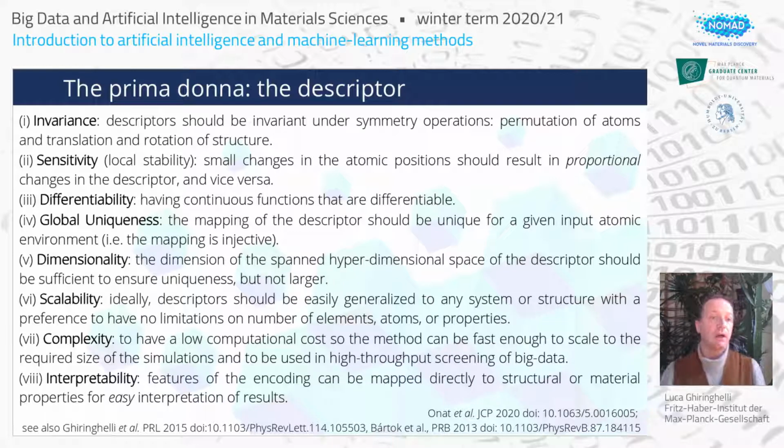utilization. The last point is the interpretability. So features of the encoding can be mapped directly to structure or material properties for easy interpretation of results. So one sees what is in the descriptor. I will now go fast on this because I will come back to interpretability in the next part of the discussion.